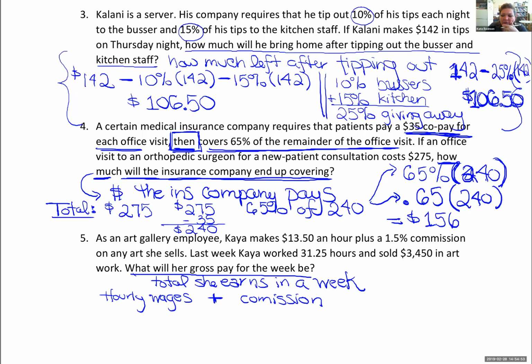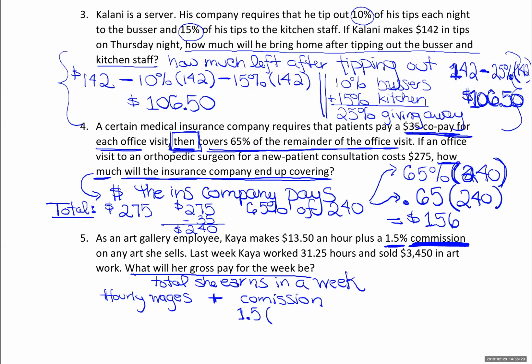Help me find her hourly wages. How much is Kaya going to make in hourly wages this week? Or how could we figure that out, I should say? Find what is 1.5% of 31. I mean, we can do 1.5% of 13.50. Careful. You're mixing up commission with hourly wages. The 1.5% is a commission. Do you see that? Yes.